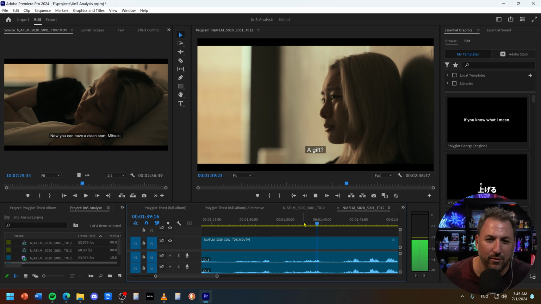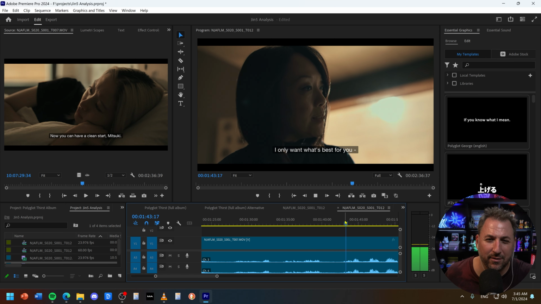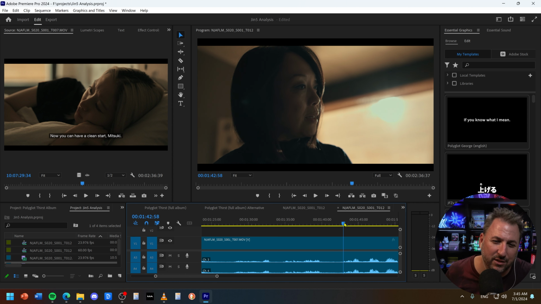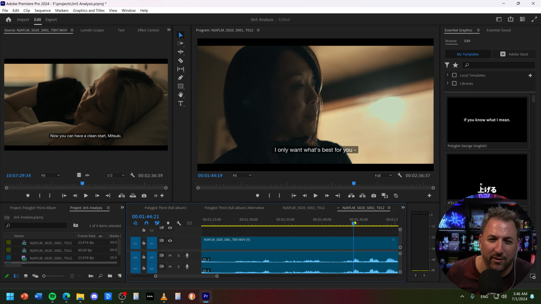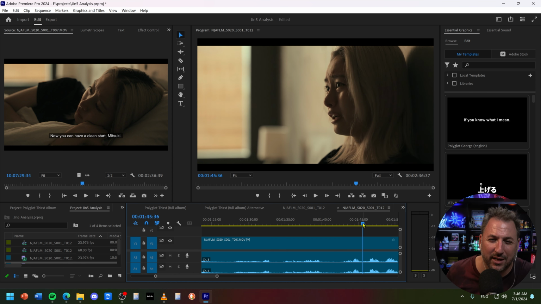Okay, that's good. I only want what's best for you. That's a good translation in the fact that that's what we would say in English. But really, she's saying it's for you. This is for your benefit. For me, what's funny, they don't even have her. Where is that? They don't even have it.